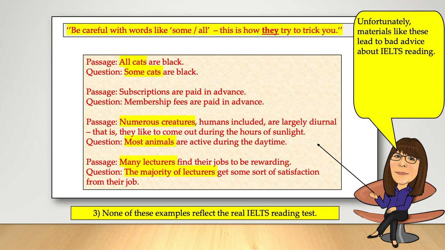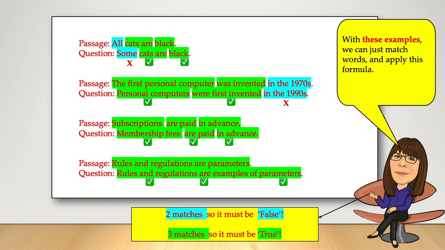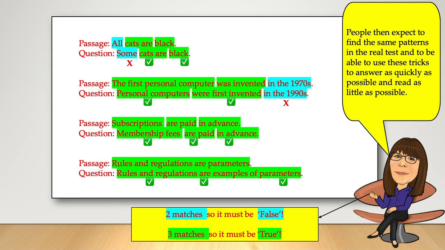Unfortunately, materials like these lead to bad advice about IELTS reading. For example, we can see where the idea of matching comes from, and the advice that you don't need to read very much of the passage. With these examples, we can just match words and apply this formula. People then expect to find the same patterns in the real test and to be able to use these tricks to answer as quickly as possible and read as little as possible.